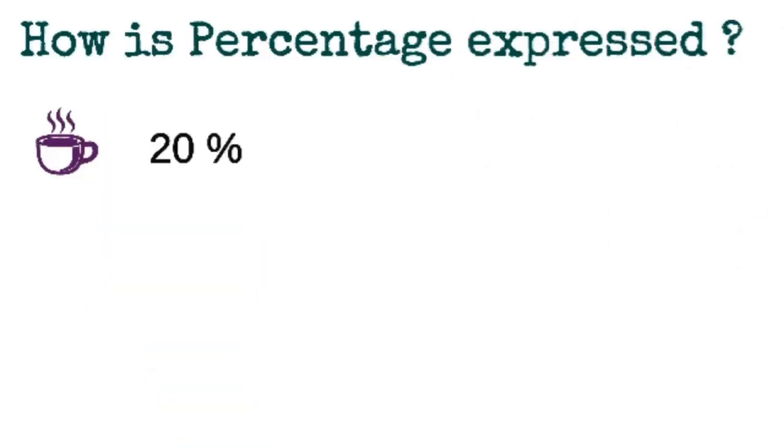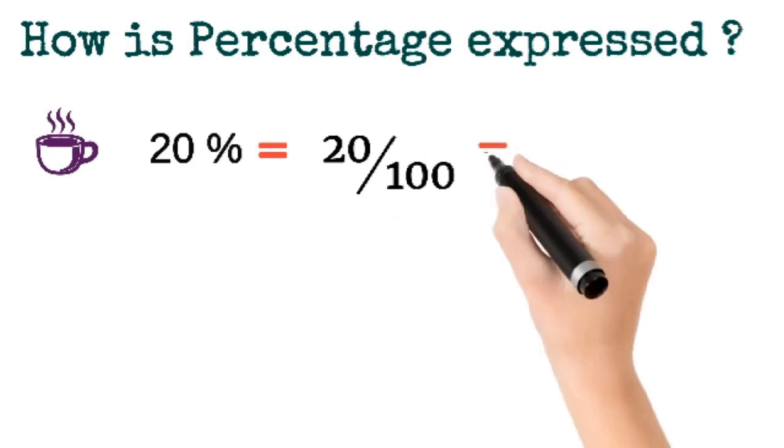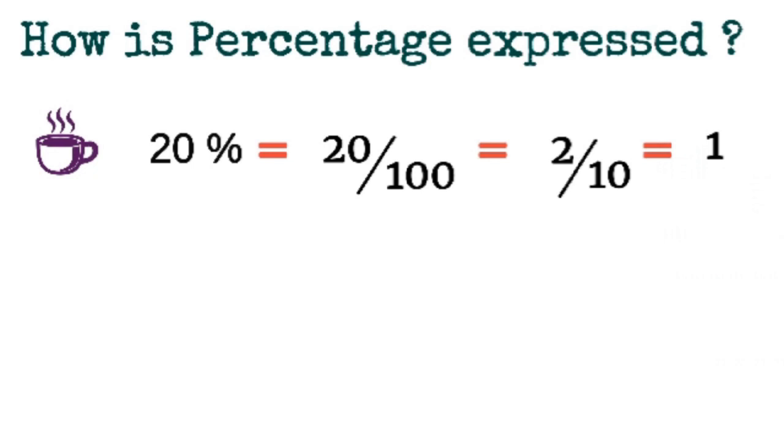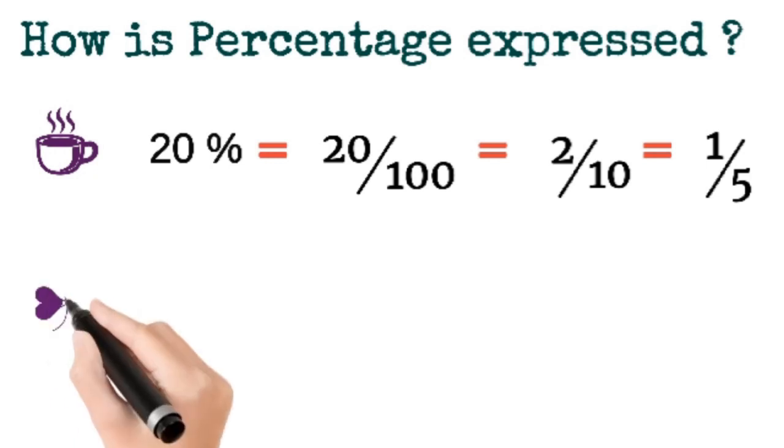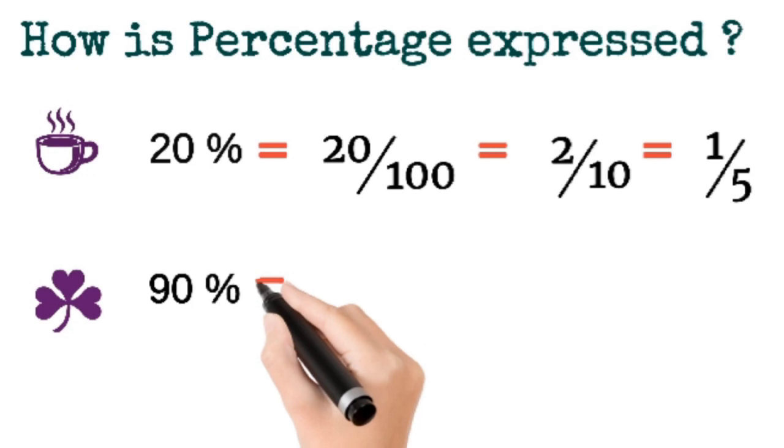How is percentage expressed? We have our 20%, and it is expressed as 20 over 100, which is the same as 2 over 10 when breaking down. And it is the same as 1/5 or 1 over 5, because 2 multiplied by 5 is 10, or 2 can go into itself 1 time, and it can go into 10 5 times. So 1 over 5 is the same as 20% as a fraction.